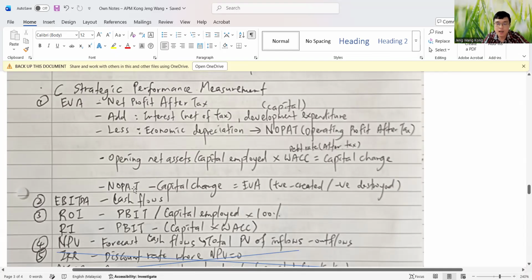And then NOPAT minus capital charge, which is this formula, then you will get the EVA. If positive, value created; if negative, value destroyed. So use your understanding to write down the flow of the EVA.